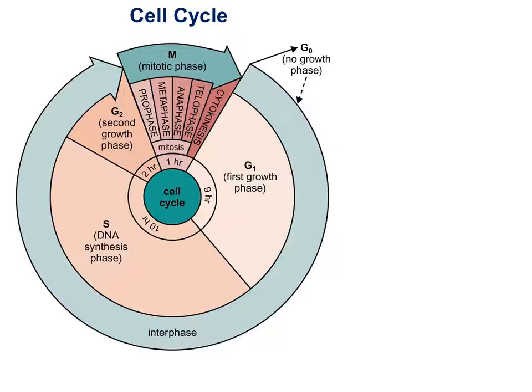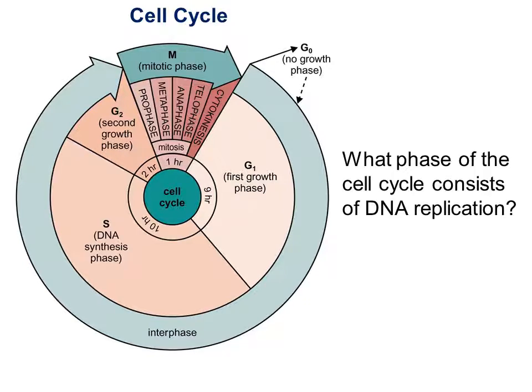So again, here's a different version of the cell cycle showing the different phases. So again, as I mentioned, interphase consists of G1, which is the first growth phase, S, which is synthesis, G2, which is the second growth phase, and mitosis. And as I mentioned in the prior slide, which phase of the cell cycle consists of DNA replication? That's during this.